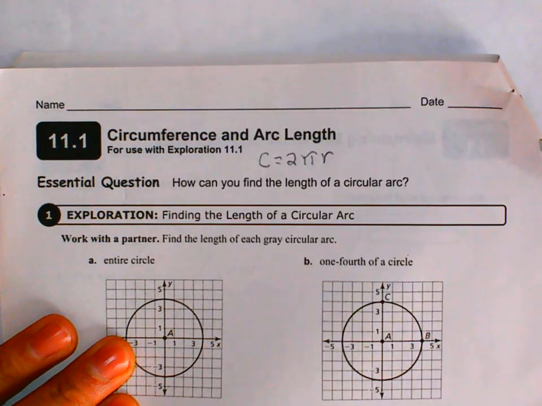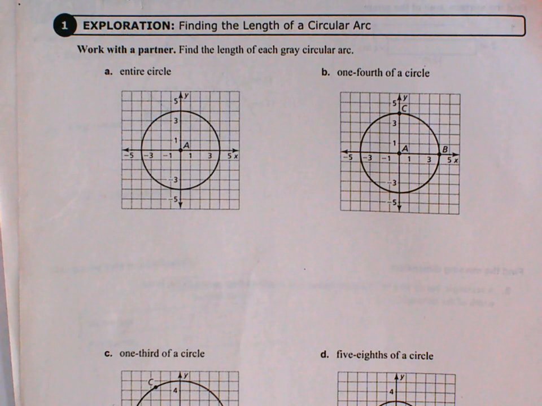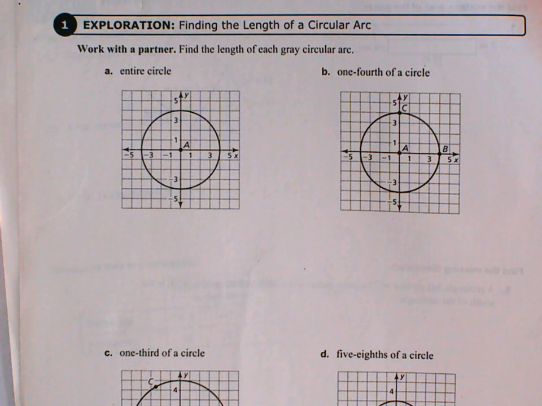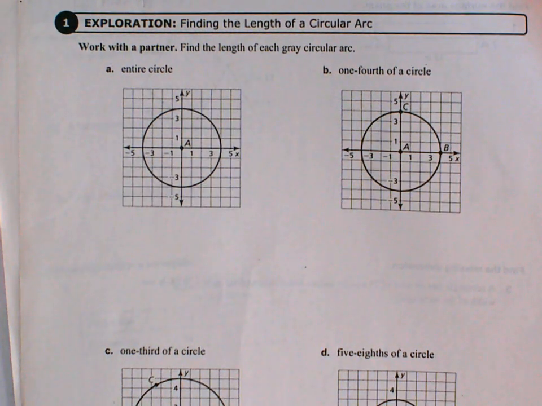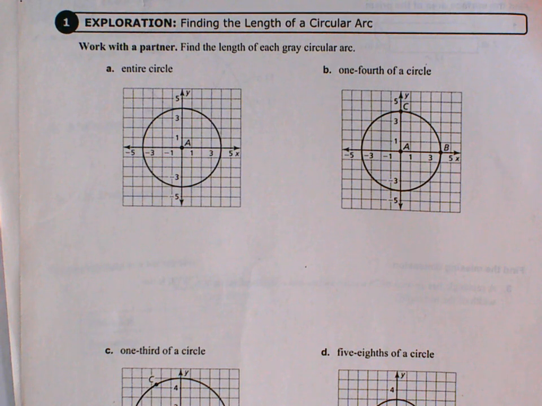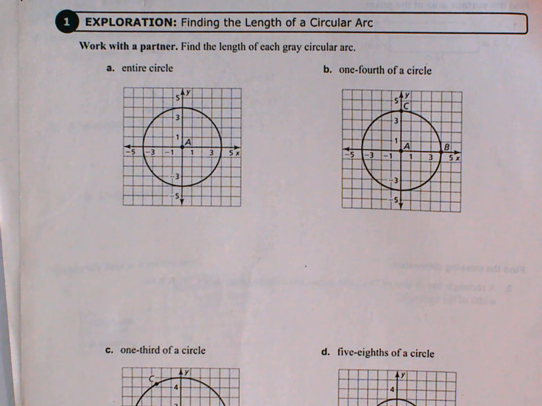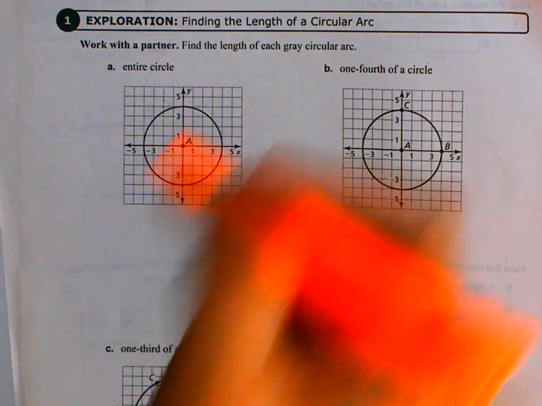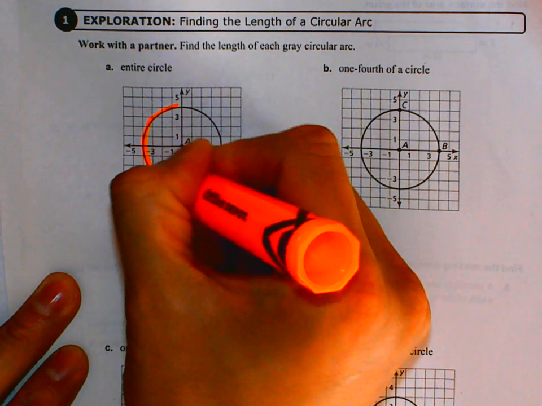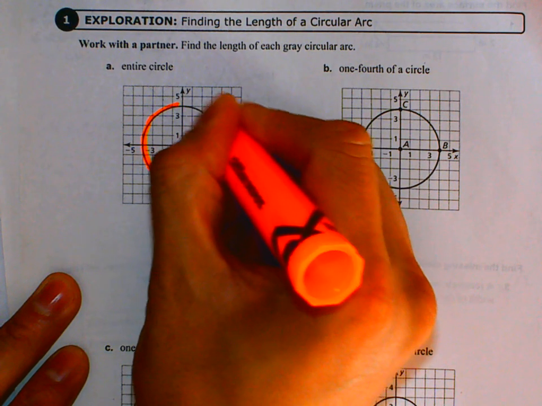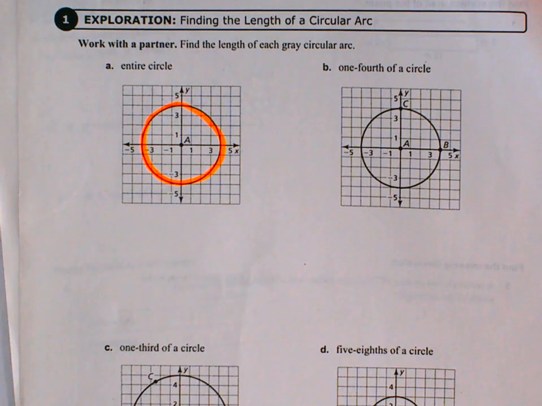So this is in the exploration, page 314. In the first part, they're asking me to find the length of each gray circular area. It's really difficult to see the gray part, so I'm going to use a highlighter to highlight what it is that they want me to find. In part A, they want me to find the length of the entire circle, so pretty much the circumference.